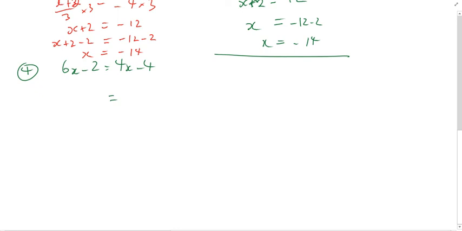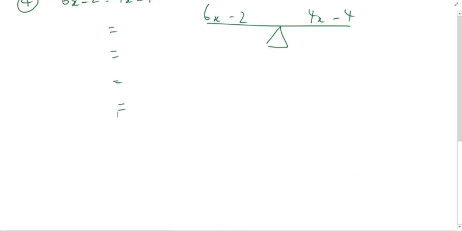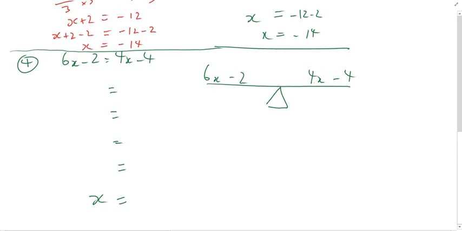These ones are extension ones for year 9, but I think it's worth having a look at. We sometimes think about balancing equations. I've got 6x's minus 2 and 4x's minus 4. And in the end, I want it to say x equals. But the problem is, I've got, like, balancing on the fulcrum like a seesaw. Got 4x's on there and 6x's in there.